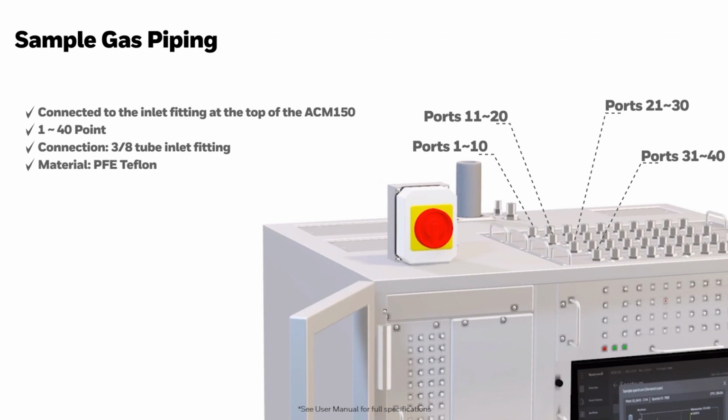Recommended material is PFA Teflon. Regarding the length of the tube, the maximum tube distance is 750 feet. When using composite sampling mode, the maximum distance is 500 feet.